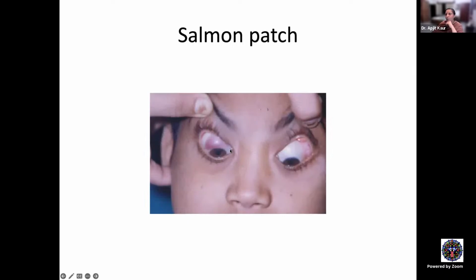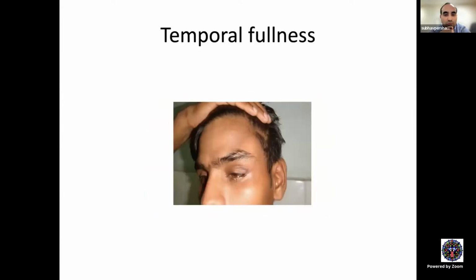Typical salmon patch, suggestive of lymphoma. You see this fullness here? This boy had a sphenoid wing meningioma, the lateral part of the sphenoid wing.